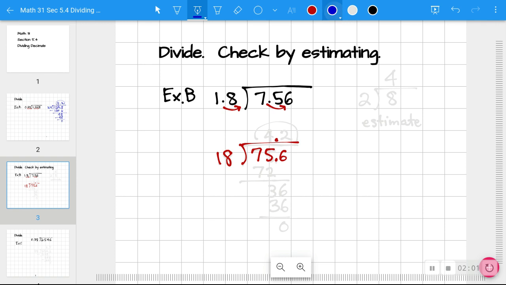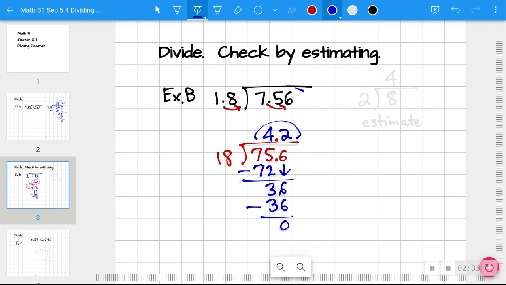Okay, the number of groups of 18 that go into 75 would be 4. And 4 times 18 is 72. We subtract. It gives 3, and the 6 comes down to join the fight. Now, how many groups of 18 go into 36? There's exactly 2 groups. 2 times 18 is exactly 36. So once again, there's no remainder. And our answer is 4.2.